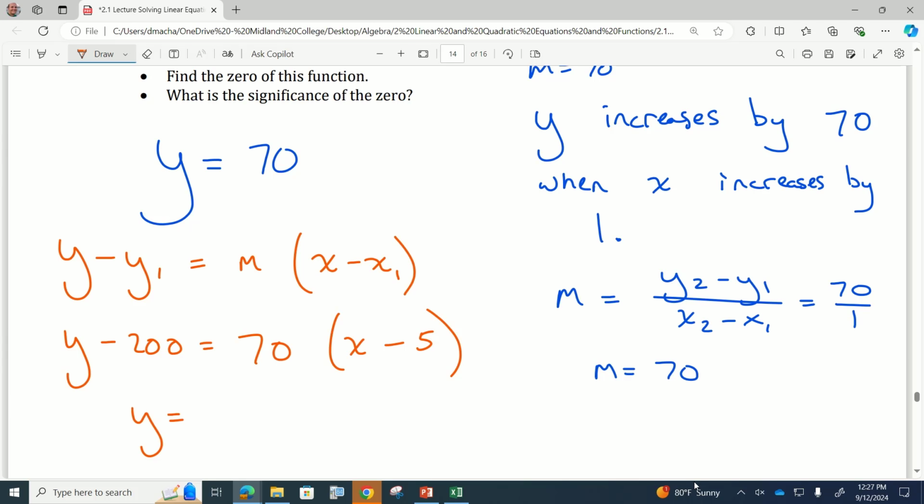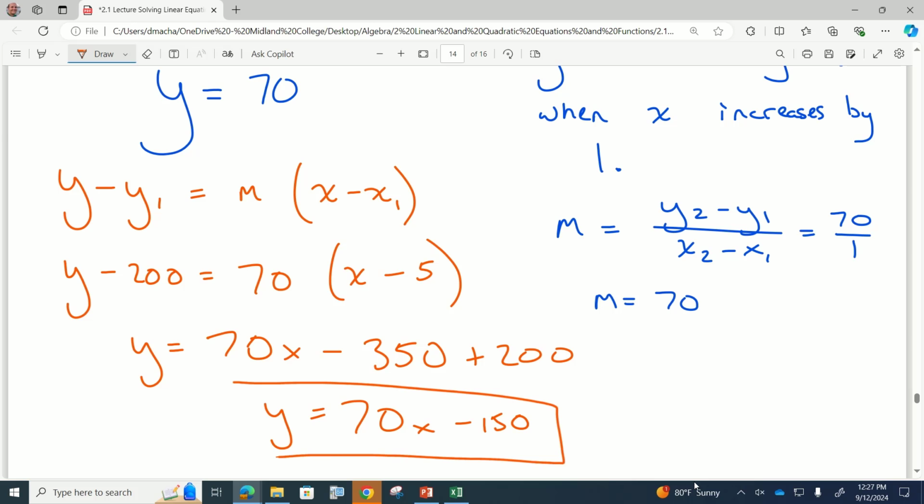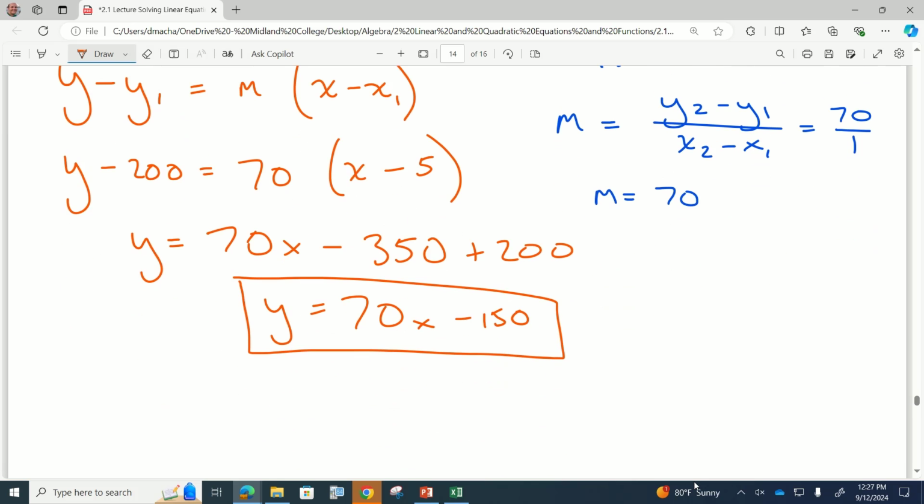Of course, my question asked me to do this in the expanded form or the slope intercept form. And so I'm going to first distribute the 70 and then add the 200. And so this is going to be 70x minus 150. Okay. So far, so good. That's my first bullet point. The second bullet point is going to ask you to find the 0 of this function.